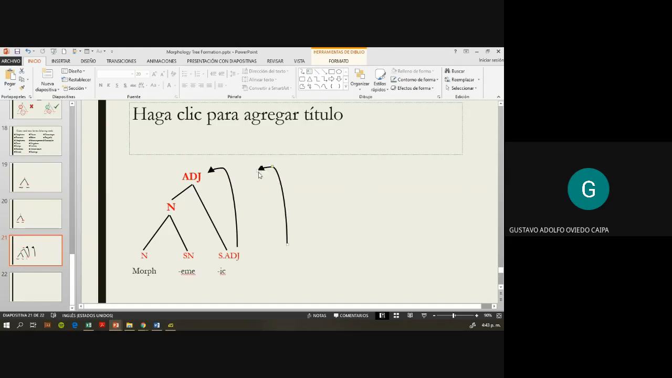As you can see, the element on the right is a noun, so it creates a noun. But the next element that is on the far right is an adjective, so it creates an adjective. So the thing that I said is that the element that is on the right is normally the element that is going to determine the category of the complete word or of the complete construction.